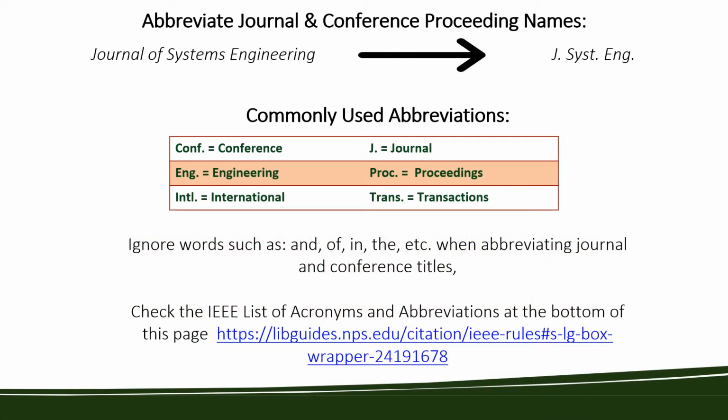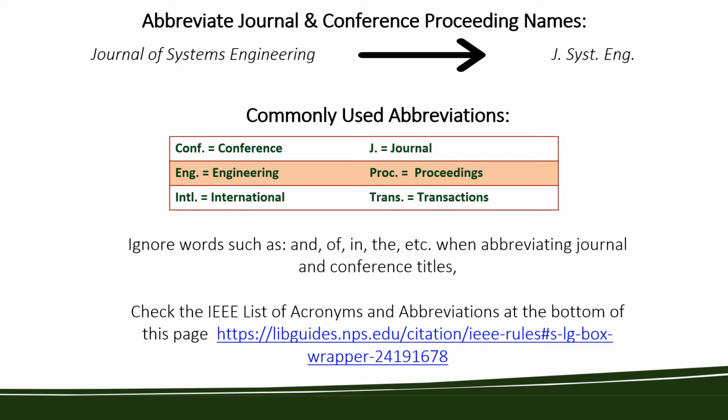IEEE citation style requires that journal and conference names be abbreviated. This practice is common in engineering and science journals. Abbreviations for several more frequently used words are listed on this slide. When creating the abbreviated title, you should ignore words such as like, in, or, of, for, the, and more.